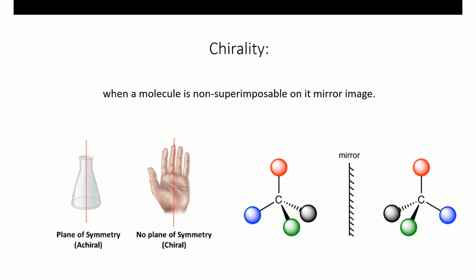This applies to molecules and chemistry as well. For example, I have a molecule here. It's a carbon attached to 4 different groups and its mirror image. So these two structures are chiral structures because they do not have a plane of symmetry and they won't overlap if we put them on top of each other.